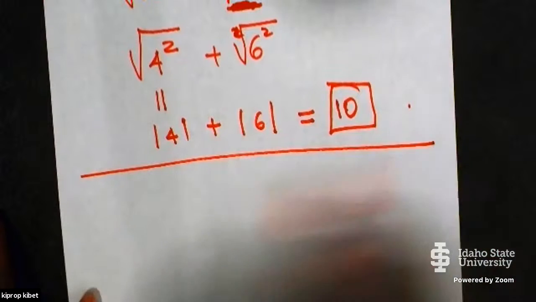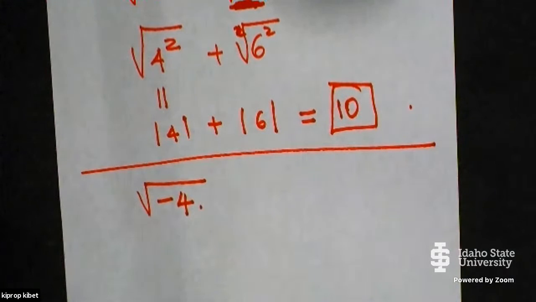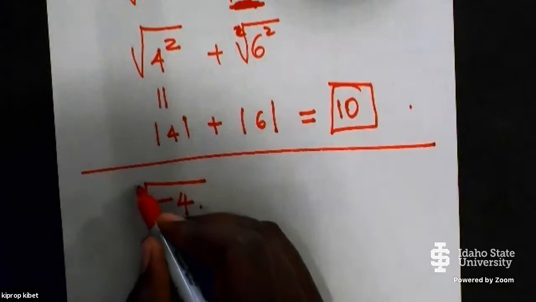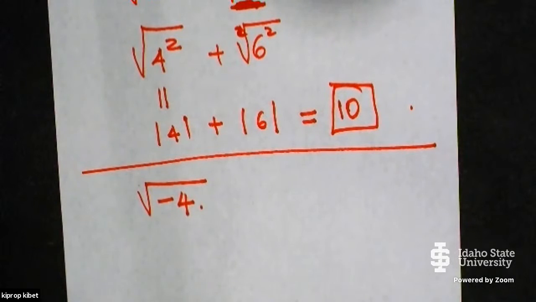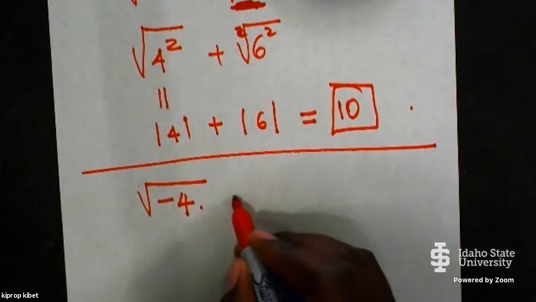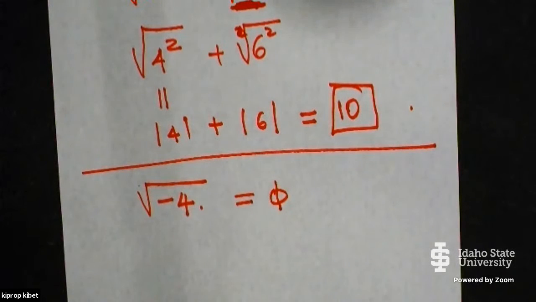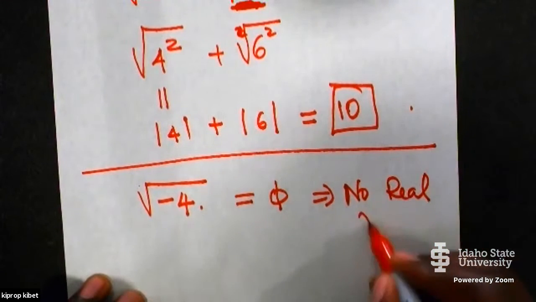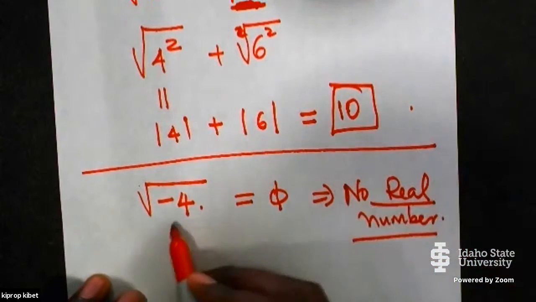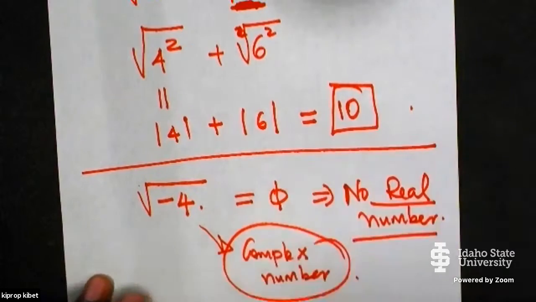Now, another example. If we are given the square root of minus 4 here, because the root is even, what will be our answer without even solving this? This is a complex number, right? So our answer will be empty. That means there is no real number. The number which we get here is a complex number.